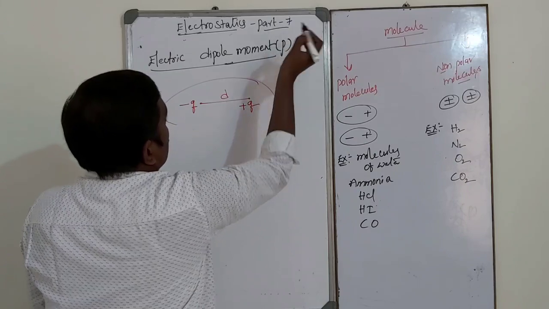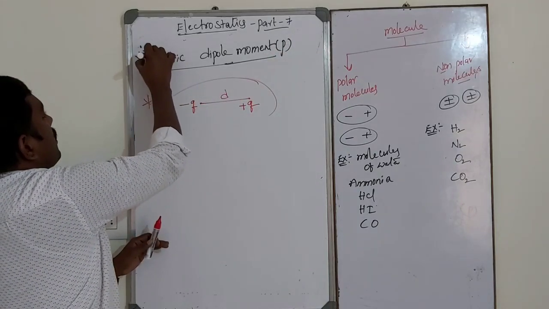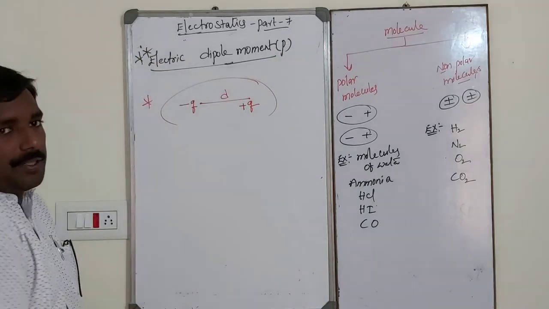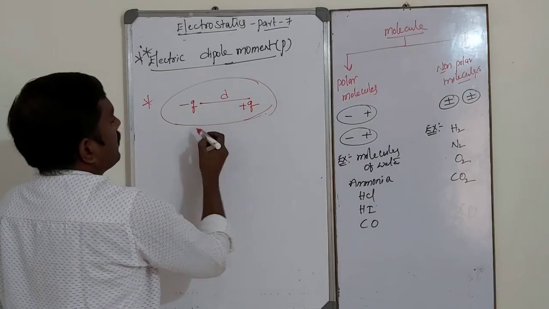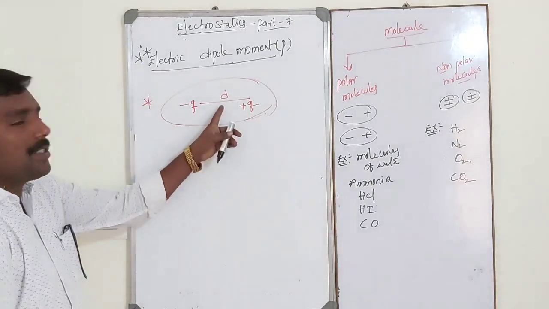Represented by letter P. Very most important, students. Electric dipole moment. This is the dipole, like this. Two equal and opposite charges separated by a small distance is called a dipole.